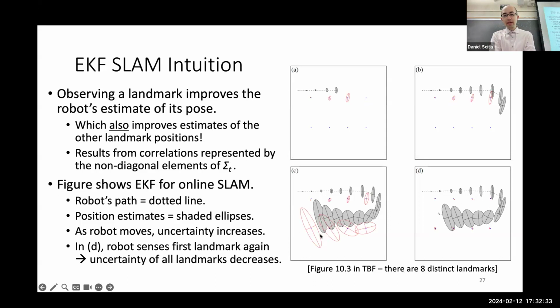Yeah, so that's why at least all the ellipses corresponding to the landmarks just shrunk a lot. The only reason the pose doesn't shrink is because this is online SLAM, so we only care about the probability of the next pose.